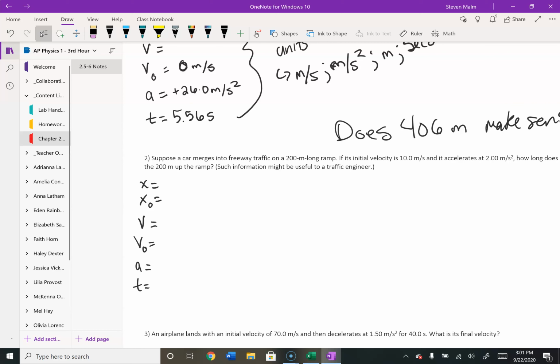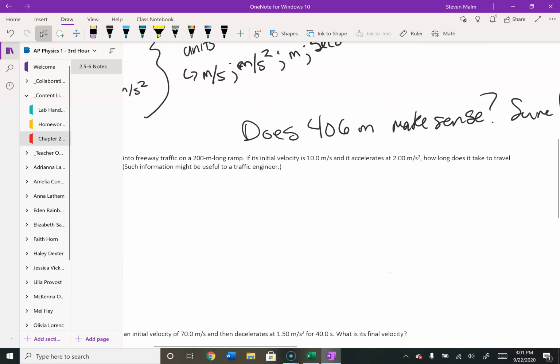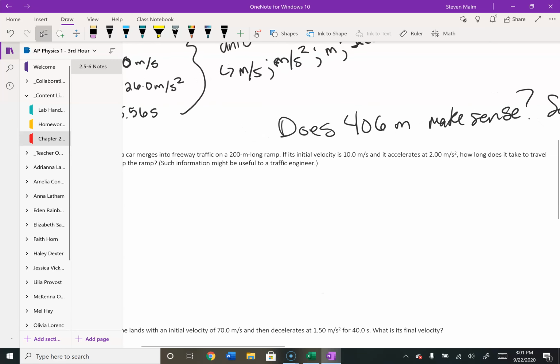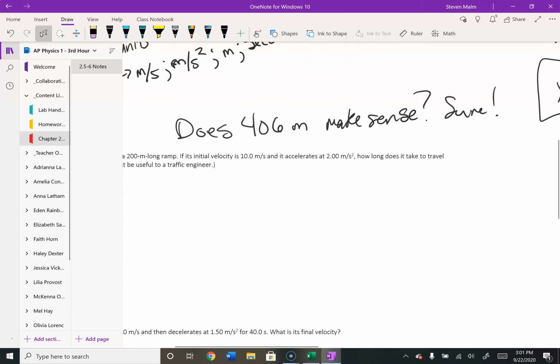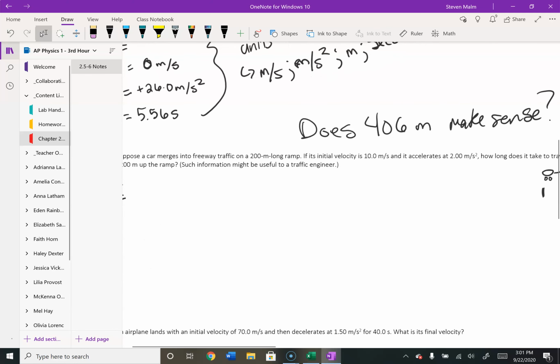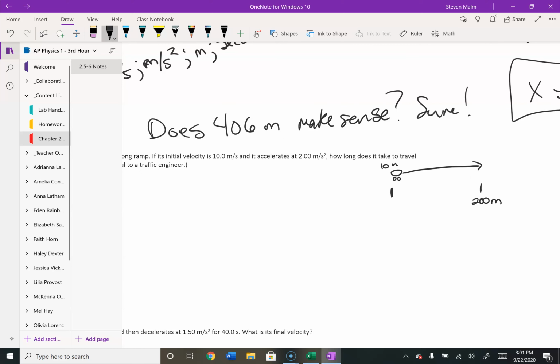All right, so our first question says a car is going to merge onto freeway traffic on a 200 meter long ramp. If its initial velocity is 10 and it accelerates 2 meters per second squared, how long does it take to travel the 200 meters up the ramp? So I'm going to draw myself my car. I know starting from here and ending here that it has to end at 200 meters. It was initially moving at 10 meters per second.